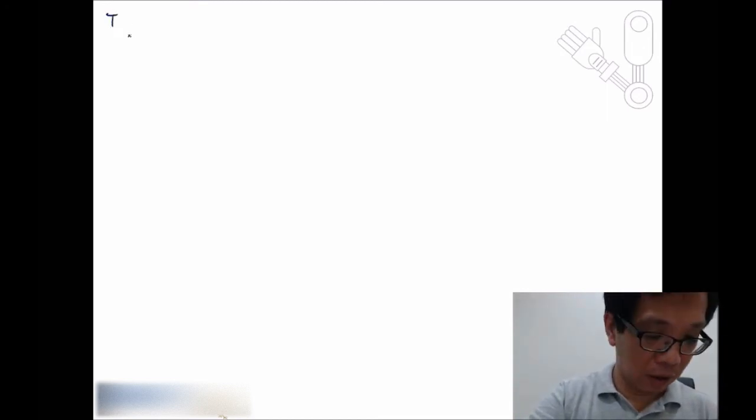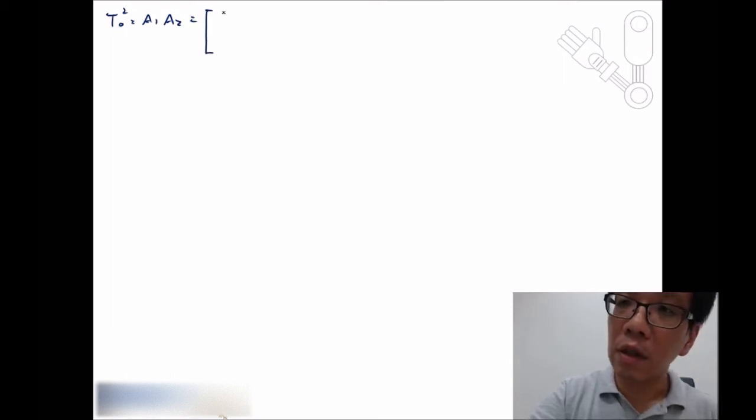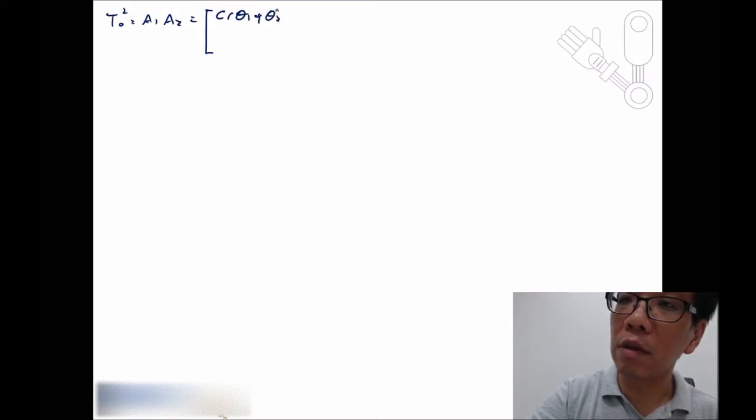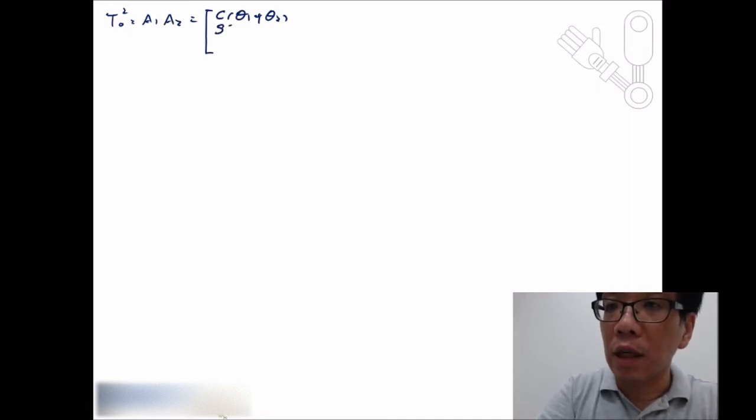T 0 to 2 is going to be A1 times A2: cosine theta 1 plus theta 2, sine theta 1 plus theta 2, 0.